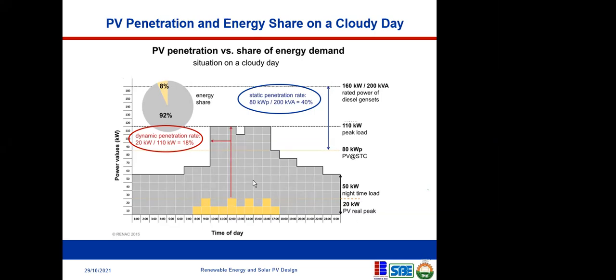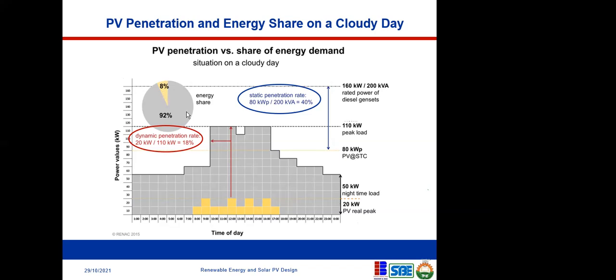Your energy share will also be different because the sun is not out on that day. It's a very cloudy day and the sun is not out. So if you look at the ratio of this yellow area to this gray area, you find out that this yellow area is just small. So it represents only 8%. So this is your energy share.